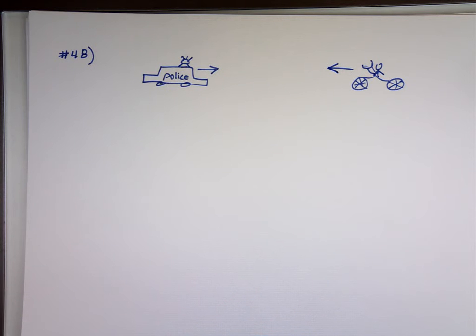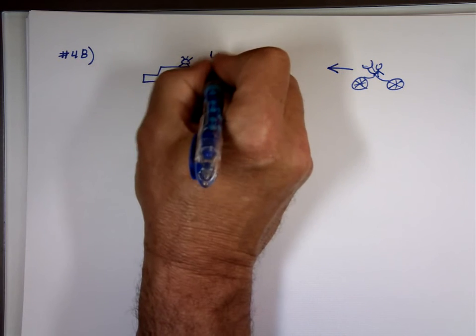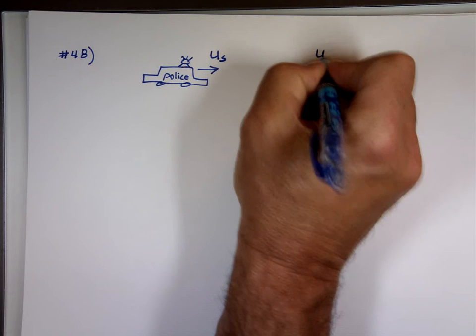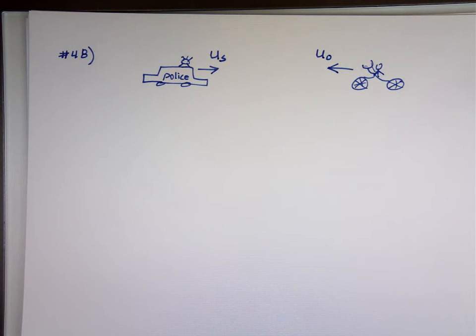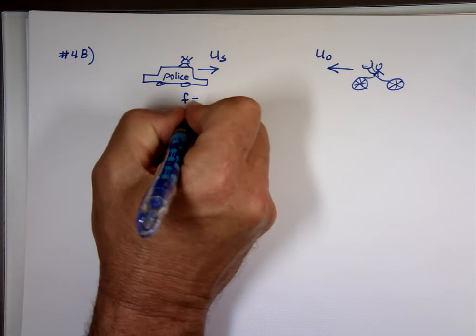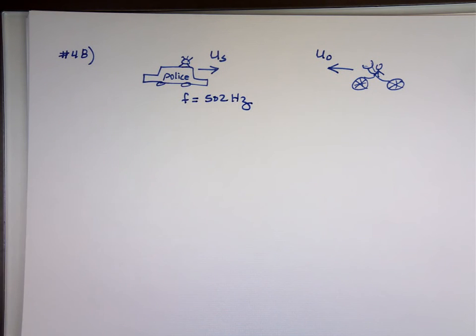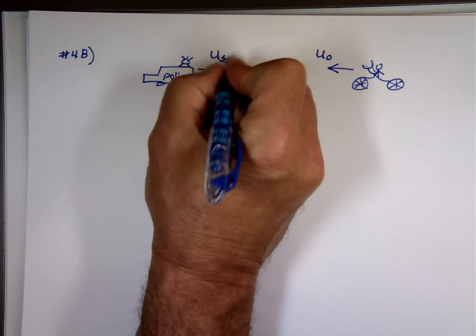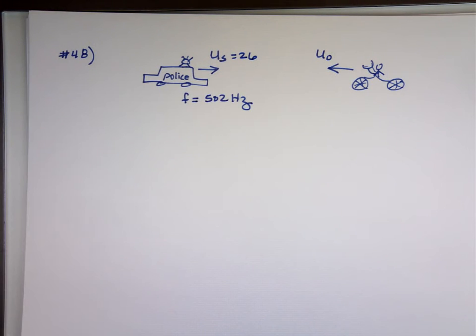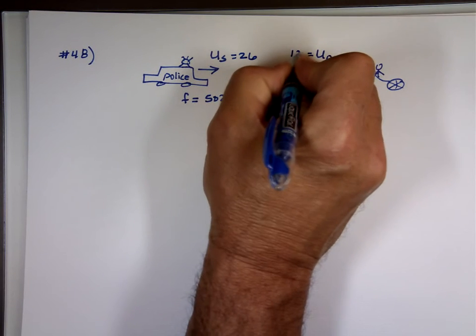Mu for the source, mu for the object. The receiver is moving, the source is moving. Both are moving. The frequency of the police car is 502 hertz, and the speed is 26. This is mu s is 26. The motorcycle is moving at 12. What frequency does the motorcycle hear?